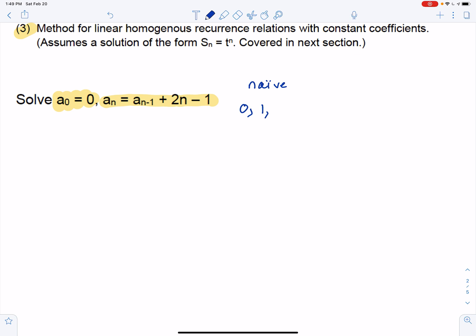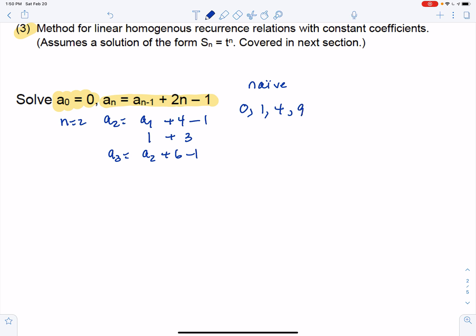A sub 2 is going to be a sub 1 plus, 2 times 2 minus 1. So that's 4 minus 1. So this is n equals 2. And that means 1 plus 3, which is 4. A sub 3 is going to be a sub 2 plus 6 minus 1, which is 4 plus 5, which is 9. Are you seeing a pattern yet?